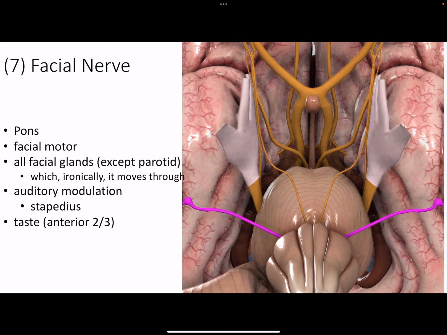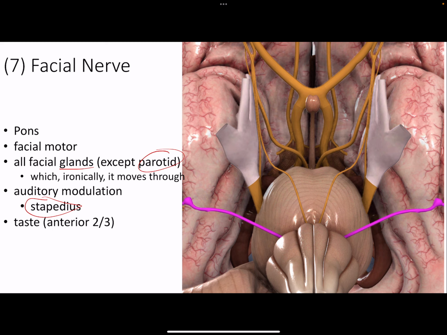It's abducting. The facial nerve, it's going to kind of be the opposite of the cranial nerve 5 in a couple of ways. It's the motor efferent to most of your face. It's also going to supply a lot of the glands, except for your parotid, which is kind of ironic because it actually moves through the parotid, and for whatever reason, it doesn't innervate that. Also plays a role as the stapedius muscle is innervated by this. The stapedius muscle is going to help with the stapes and the ossicle bones in your middle ear, and it's going to help regulate sound.